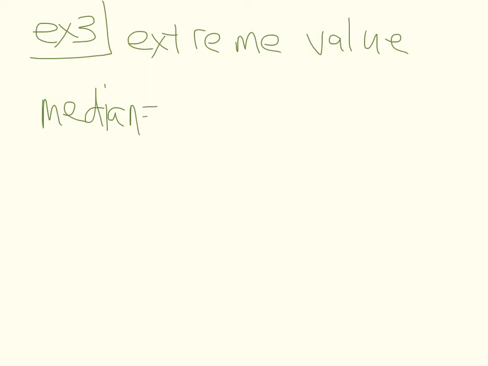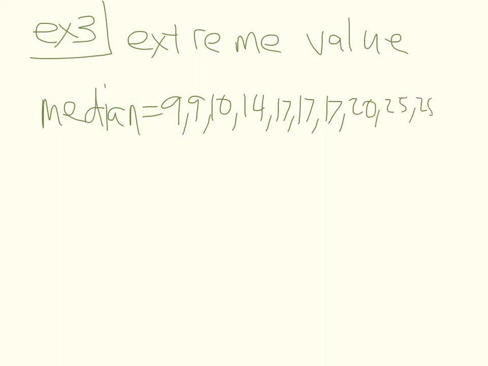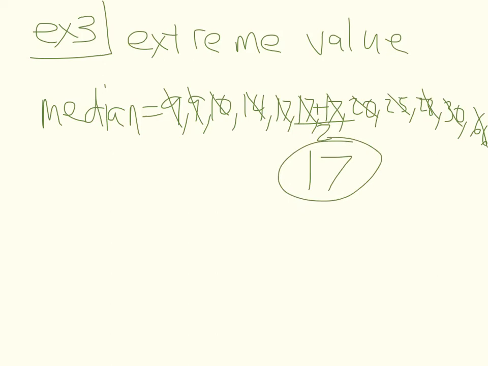So what happens here is, if we put all these in order, 14, 17, 17, 17, 20, 25, 28, 30, and 66. So let's find the median. Cross off high and low, low and high, low and high, low and high, low and high. So if you add 17 and 17 together and divide by 2, you get 17. It's the average of 17 and 17. So that is your answer, and that is median is the best measure of central tendency.